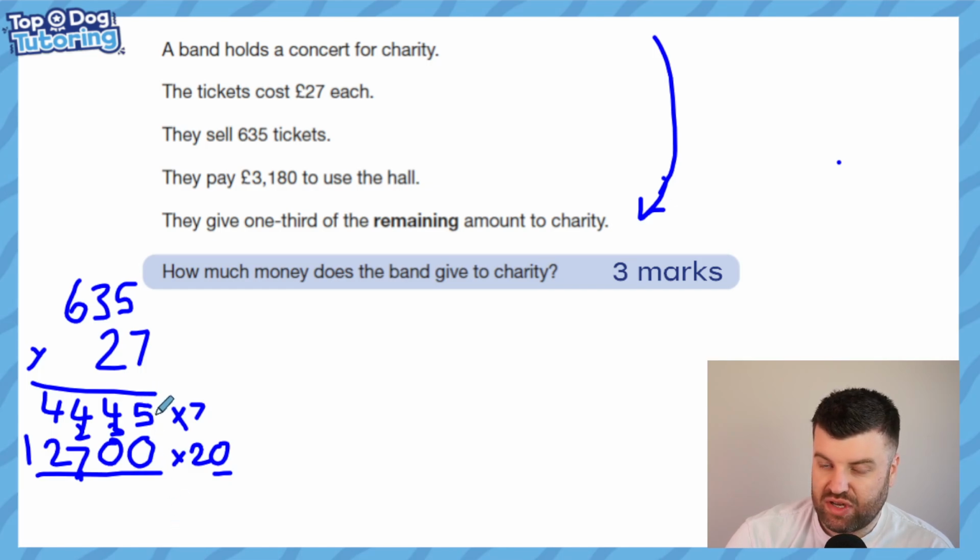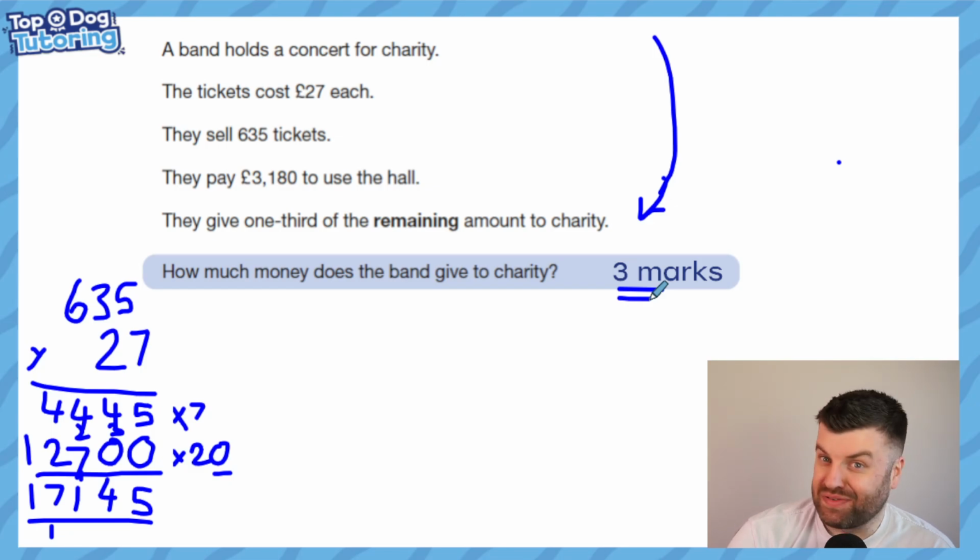Add these up now for the total amount that they took in. 5 in the 1s, 4 in the 10s, 11 here in the 100s, so exchange over. 4 plus 2 plus 1 is 7, and the 1 comes down. So they took in £17,145. Notice this is the 3-mark question. That means we've got a lot of steps to get through.